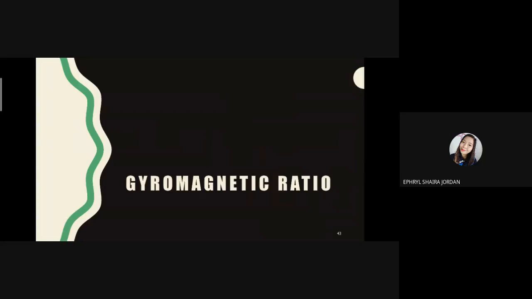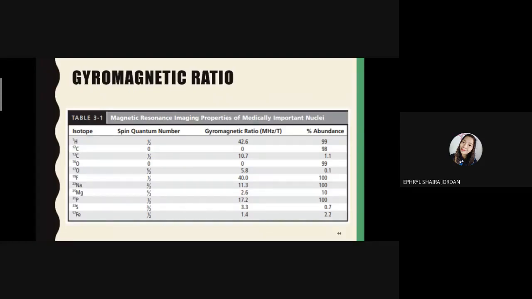Now, we have discussed that Y is part of the Larmor equation. So Y stands for the gyromagnetic ratio. So the following are the gyromagnetic ratios for different nuclei. So for the hydrogen isotope, it is 42.6. For the other elements, like magnesium, it is 2.6. So different ang gyromagnetic ratio for each different isotope.